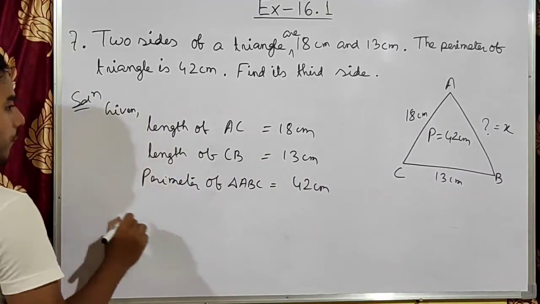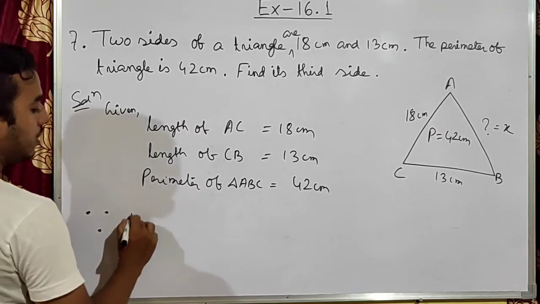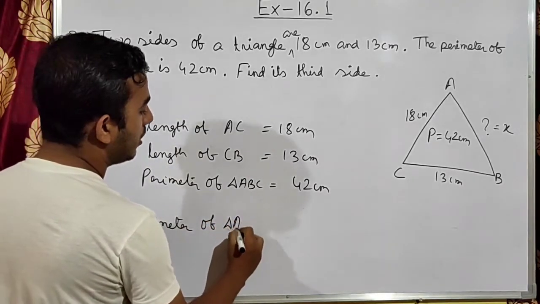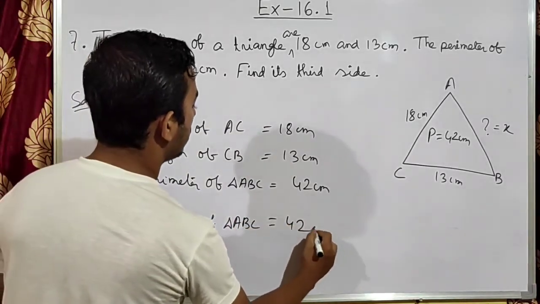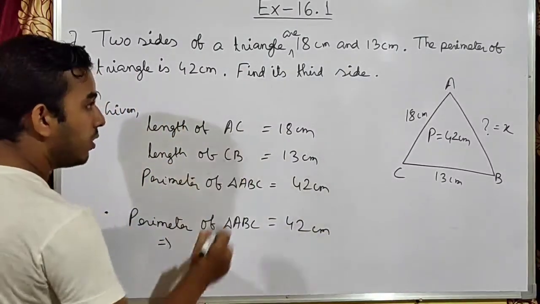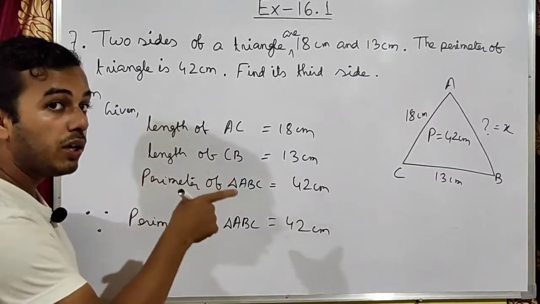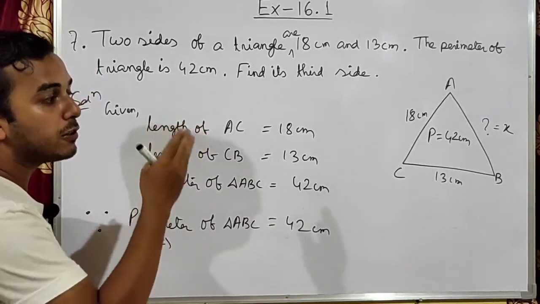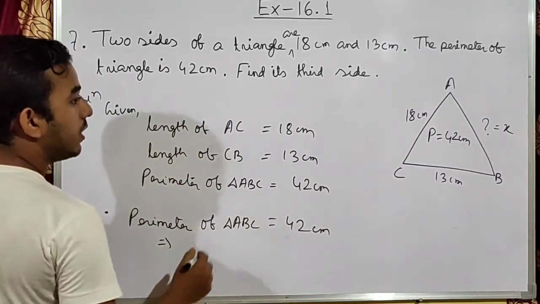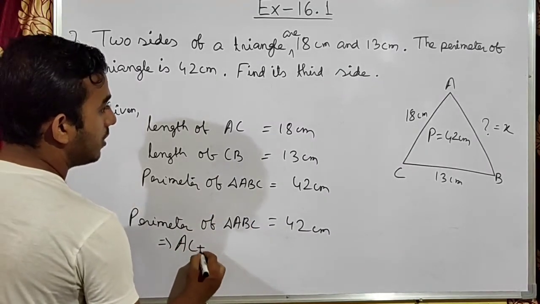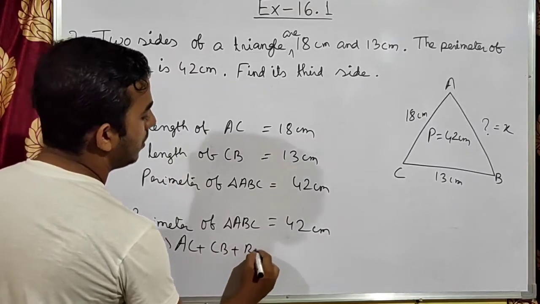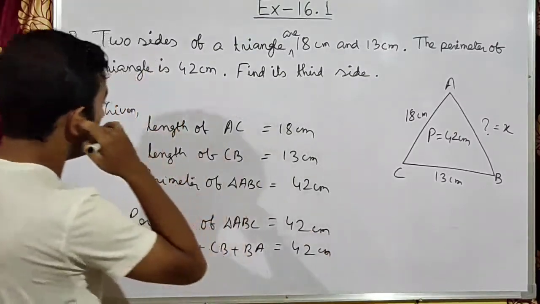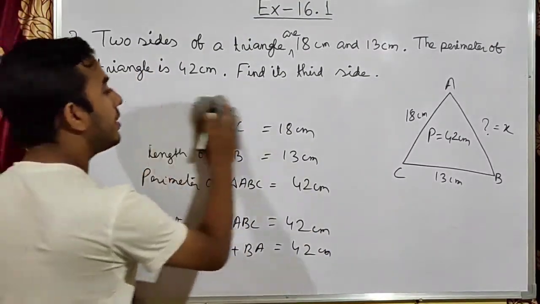So we will write, since perimeter of triangle ABC equals 42 centimeter. So perimeter of triangle means what? Sum of all the sides. And this is not an equilateral triangle, so we will not use the formula 3 into side, right? Rather we will use AB plus BC plus CA. Clear? Okay. So let's write AC plus CB plus BA equals 42 centimeters.